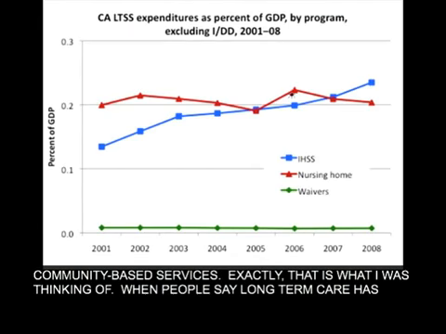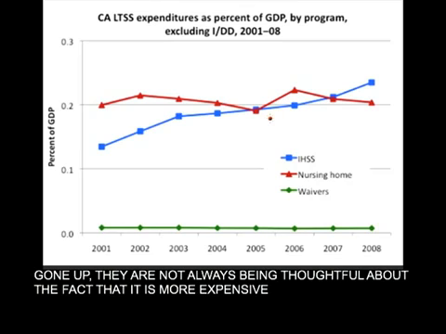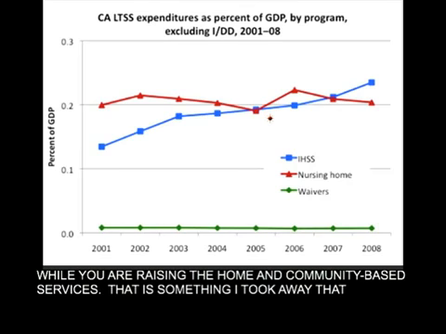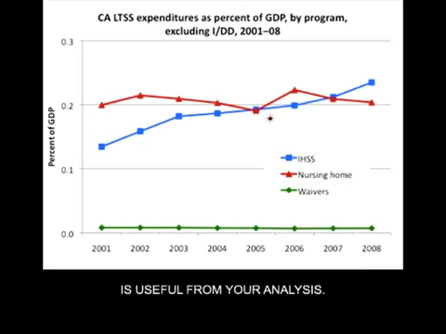And so when people say long-term care has gone up, they are not always being thoughtful about the fact that it is more expensive to run two full systems than it is to reduce the nursing home costs while you're raising the home and community-based services. And so I think that was something I really took away that was useful from your analysis. Well, thank you. Joy Riley, I have a question.